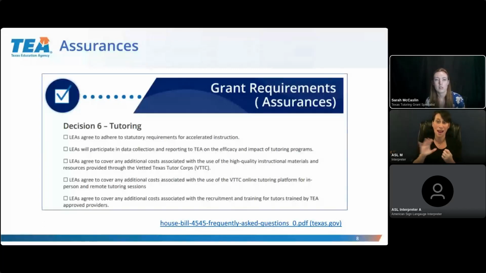and your ESCs are equipped to train your tutors on those 3 subsidized providers for free. With the approved providers, if there are additional training measures, additional tutoring materials, then you can use your Decision 6 funds to compensate for that. If you specifically have questions about adhering to those statutory requirements for accelerated instruction, I put the link to the most recent FAQ at the bottom of this page, and you can reference it. I think the latest update was March 24th.